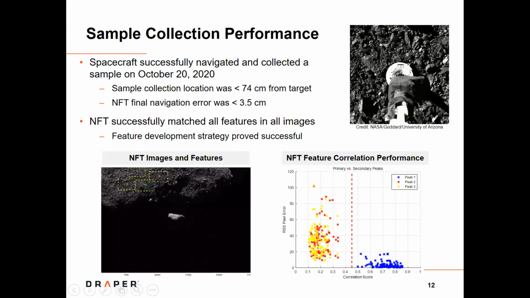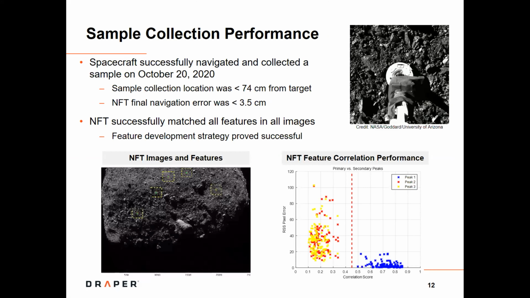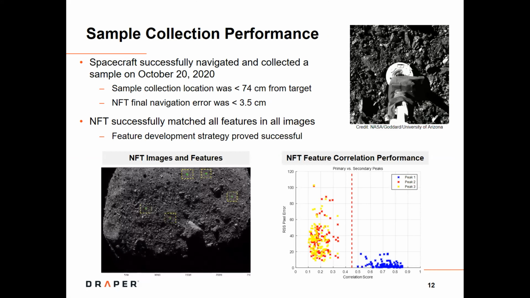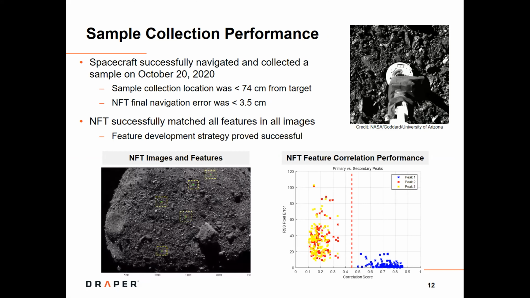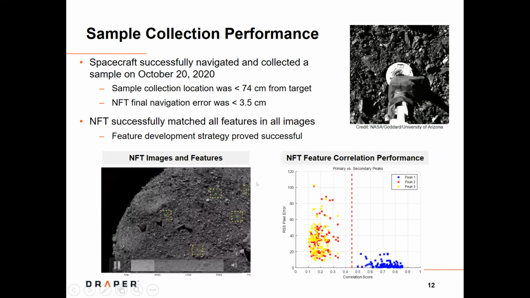So then for the actual sample collection, the spacecraft successfully navigated and collected a sample in October 2020. You can see here on the lower left are all the images that NFT processed and the features that were used. And you can see just the sense of how the terrain and some of the challenging image conditions changed along the path the spacecraft flew during the trajectory. And we had some outages where we didn't process features at all just because of the challenging image conditions.